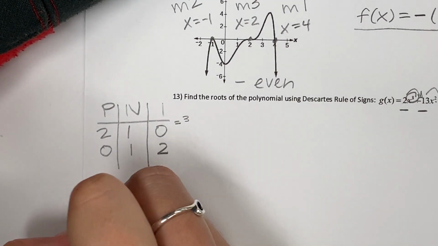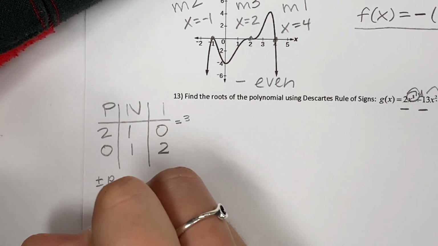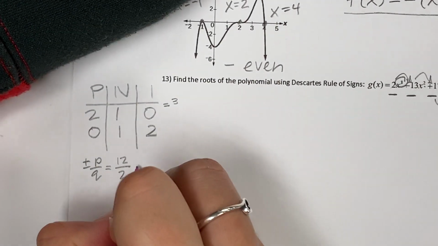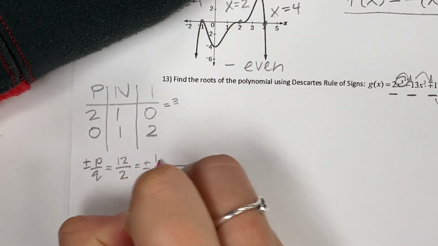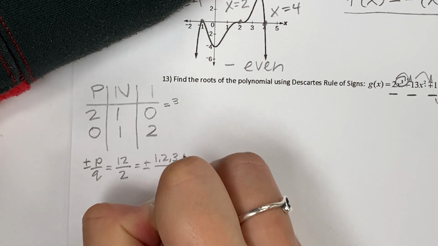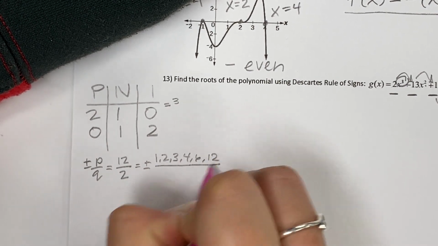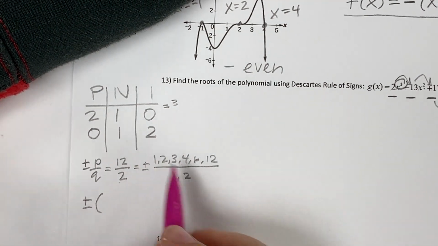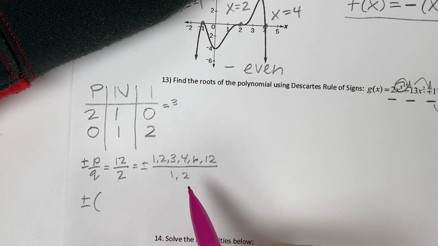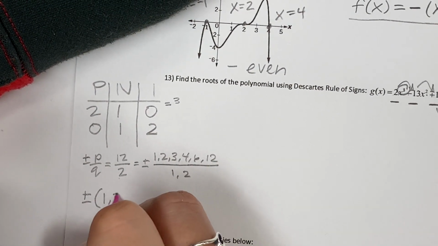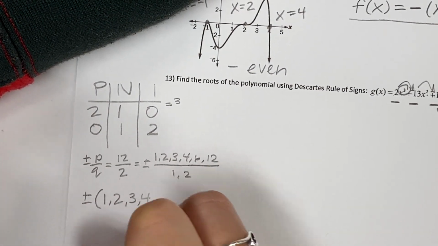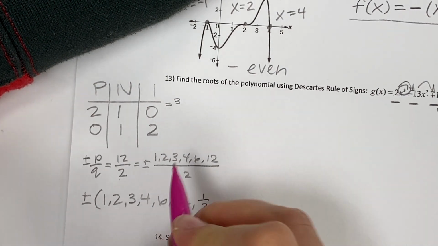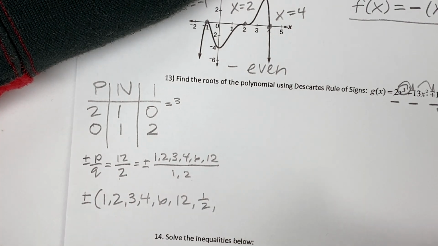Next step is to list your plus or minus P over Q. P is that last number, Q is the first number. List out their factors. 1, 2, 3, 4, 6, 12, and then 1 and 2. And now we'll make the actual list, everything over 1, and then everything over 2. So 1 over 1, 2 over 1, 3 over 1, 4 over 1. Okay, and then over 2, so 1/2. 2 over 2 is 1. I already wrote that. I'm not going to write it again.